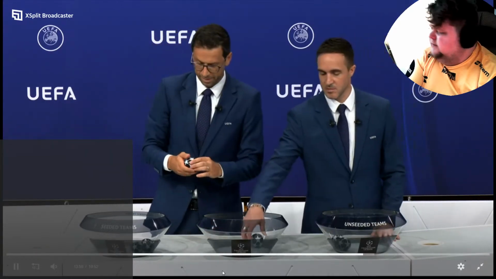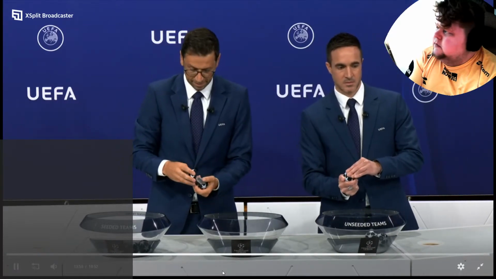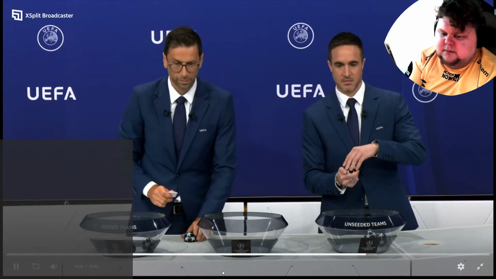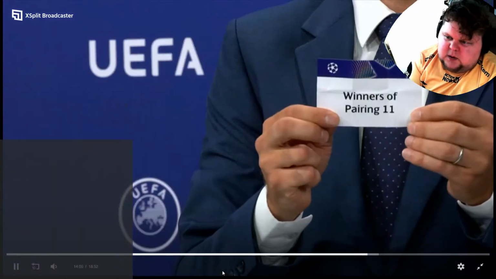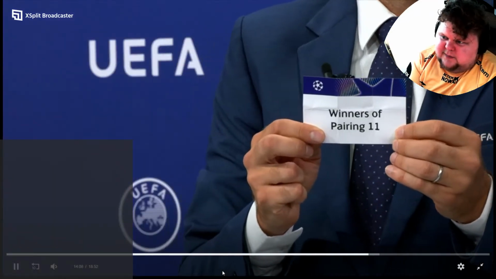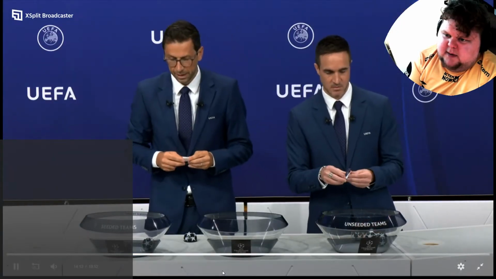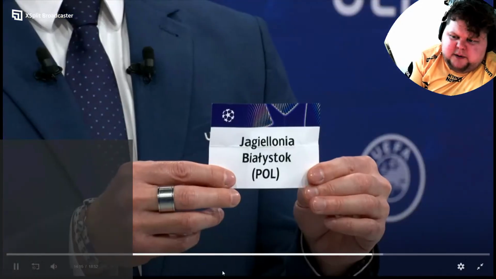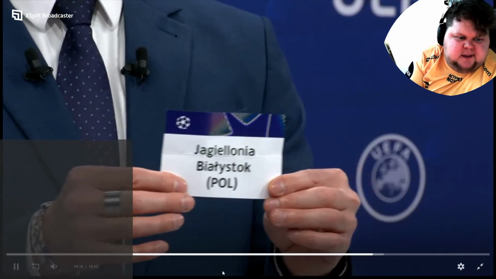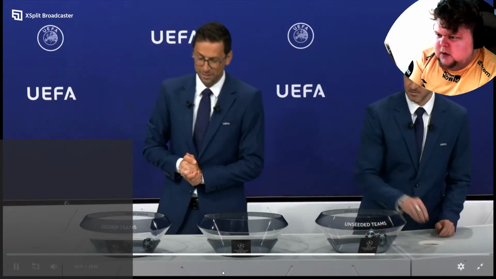And here we have the next pairing. Let's find out who will play the first leg at home. It will be the winners of pairing 11, so FK Panevėžys or HJK Helsinki from Finland. And their opponents will be Jagiellonia Białystok from Poland. Halfway through, two more left.